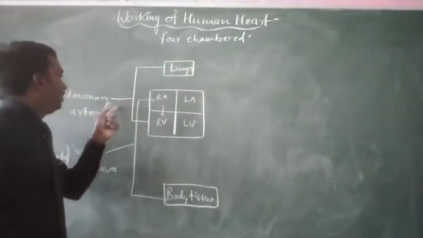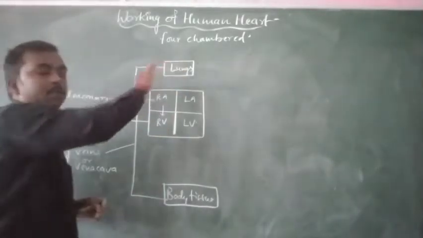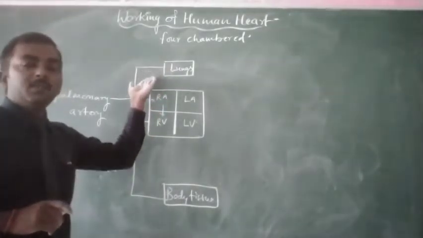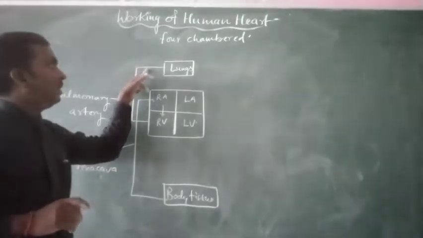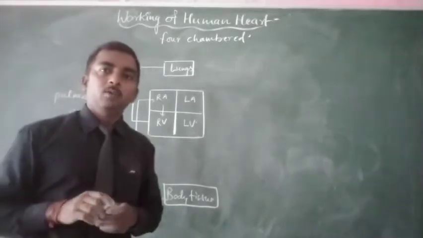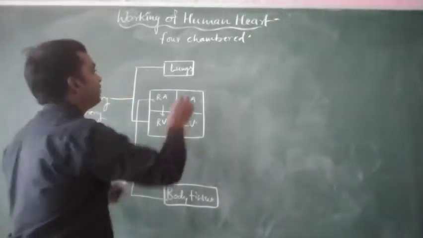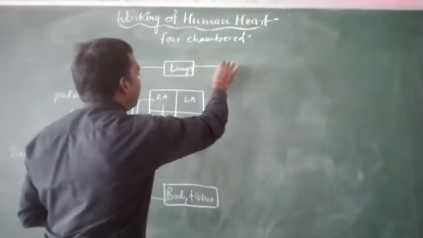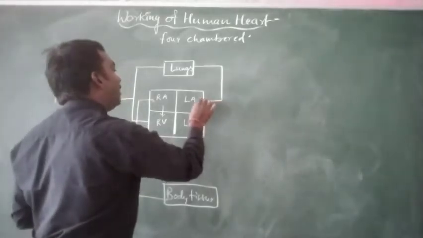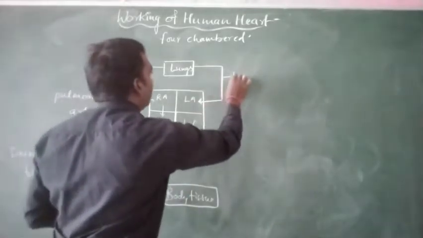So here the deoxygenated blood is transferred to the lungs, and at the lungs oxygenation of blood takes place. It means oxygen gets mixed into the blood, and carbon dioxide from the blood goes into the lungs and is expelled out to the atmosphere by the process of exhalation. And from the lungs the blood again passes and transfers to the left auricle or left atrium with the help of the pulmonary vein.